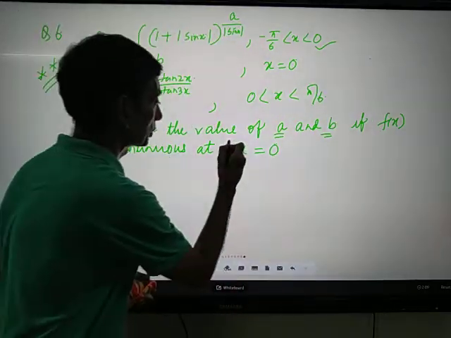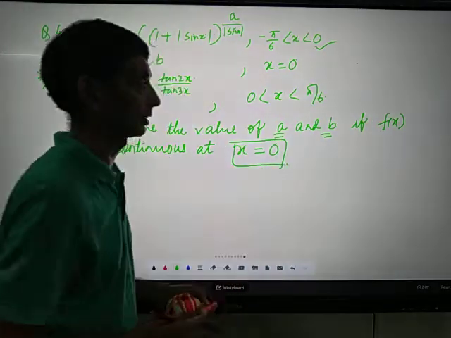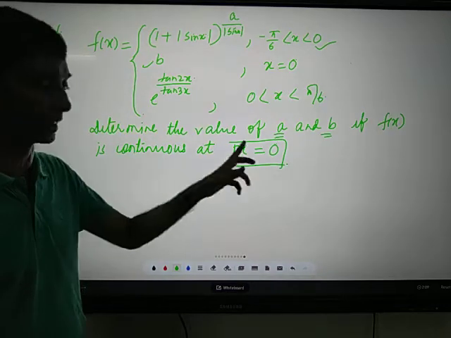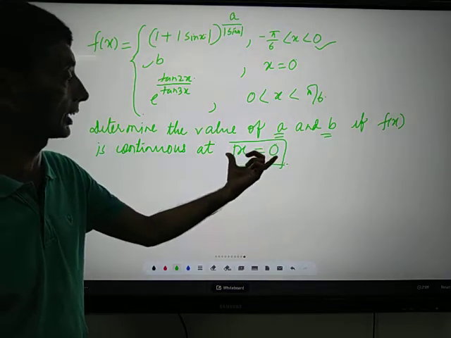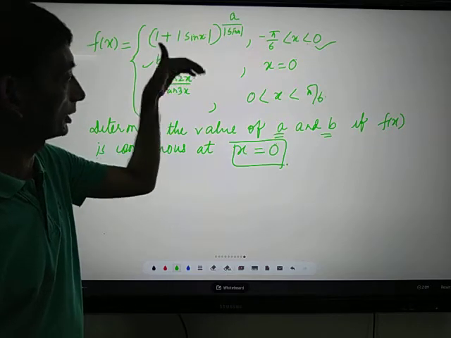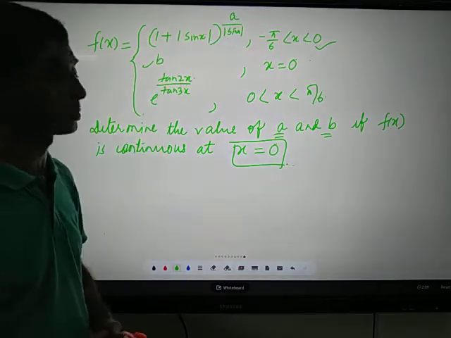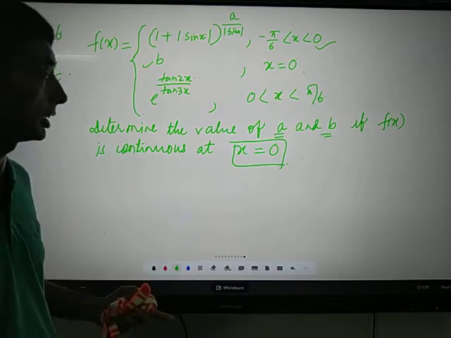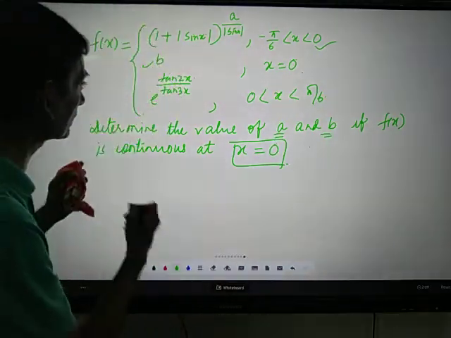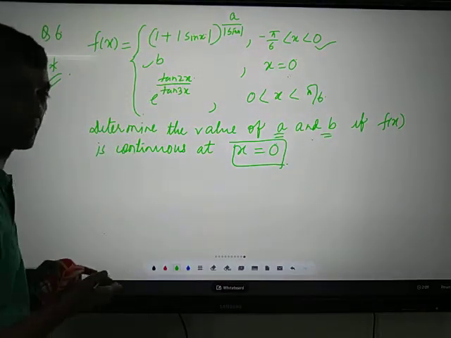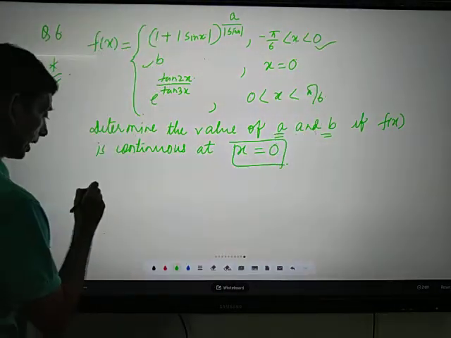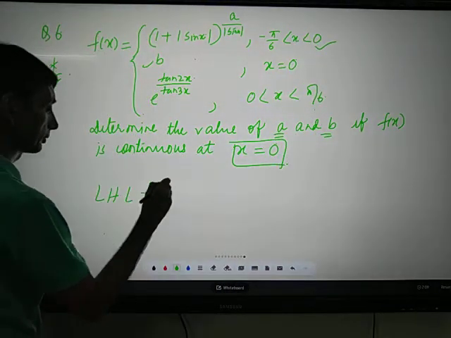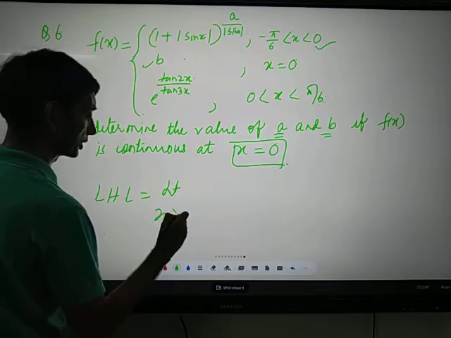Most important, you need to focus on what's given: it's continuous at x equal to 0. Since it is continuous at x equal to 0, the left hand limit, right hand limit, and function value should all be equal, and we have to equate them to get the values of a and b. You can start with any limit. Since it's given x less than 0, we'll start with the left hand limit, limit x approaches 0.